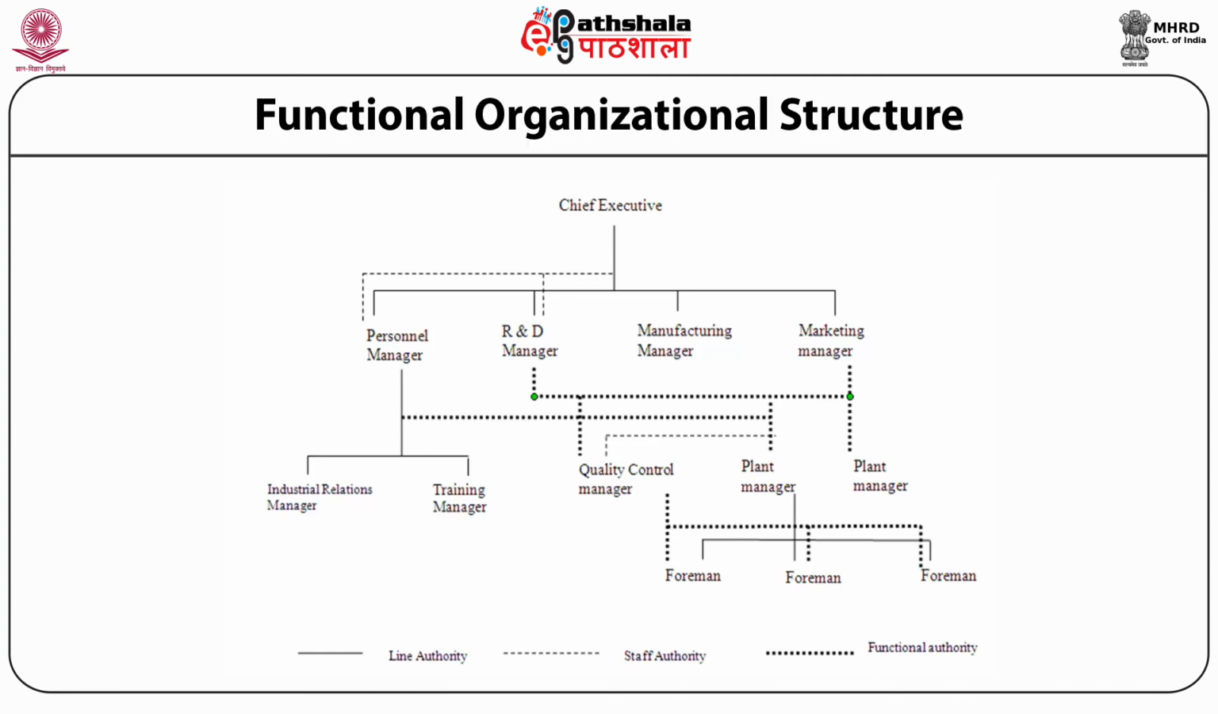See the quality control manager. We can see the staff authority shown with the dashed lines which are not bold. The functional authority can be seen with the dashed lines which are bold. With the quality control manager, we can see he is a staff expert with functional authority as well. So he is a staff expert who also enjoys line authority, though in a limited way.